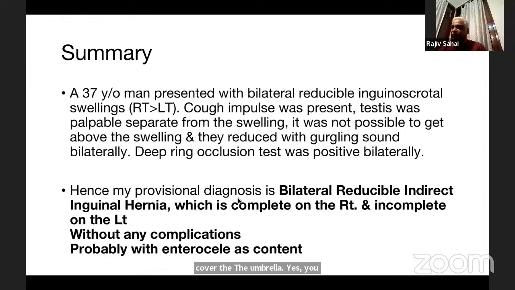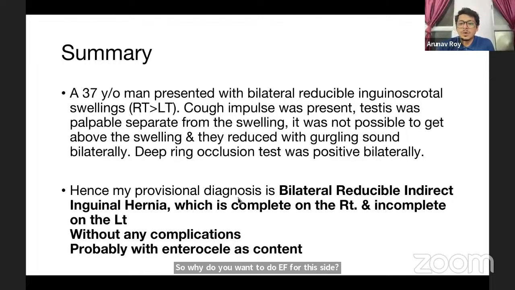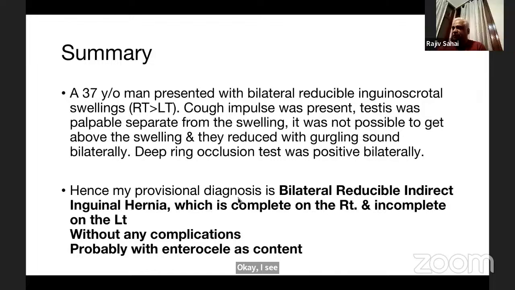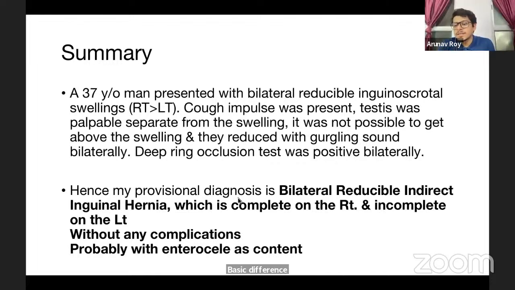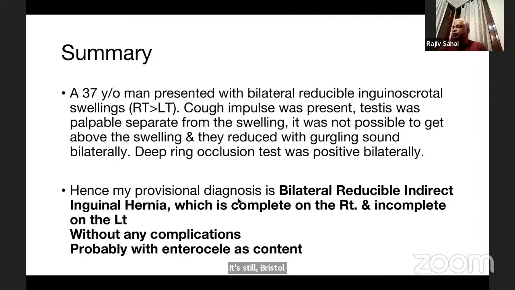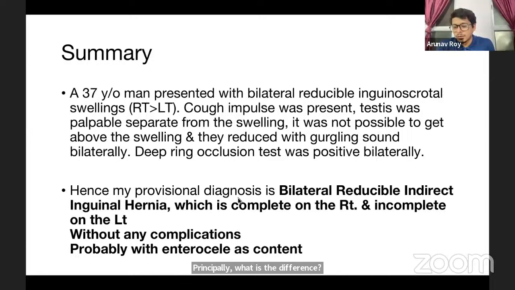So why do you want to do E-TEP for this guy? If the patient wants a laparoscopic repair, sir. What is the difference between Lichtenstein and laparoscopic repair? Basic difference. In Lichtenstein, principally, it is an anterior repair. Sir, principally, what is the difference? Lichtenstein is only combating the direct and the indirect inguinal hernias, sir, whereas an E-TEP procedure would combat both the inguinal hernias as well as a femoral and an obturator hernia, sir.